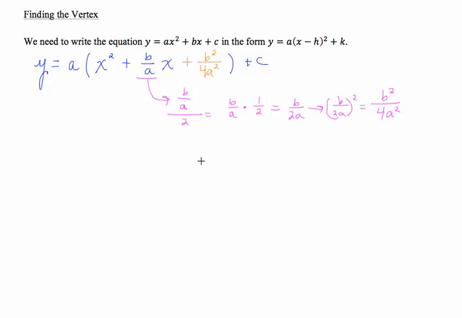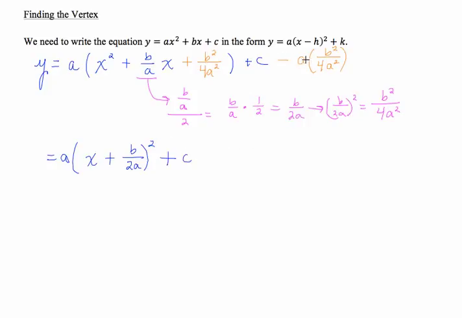But what I really just added was this times a. So over here I need to subtract a times b squared over 4a squared, I mean, to balance it out. And now I can rewrite what's in the parentheses as a perfect square. It is x plus this number, b over 2a, quantity squared, because that's the number I got before I squared it right here.